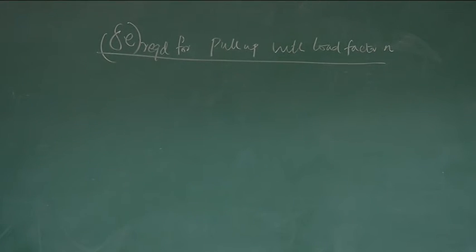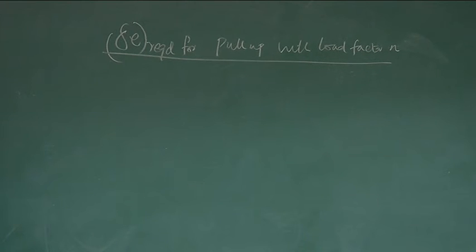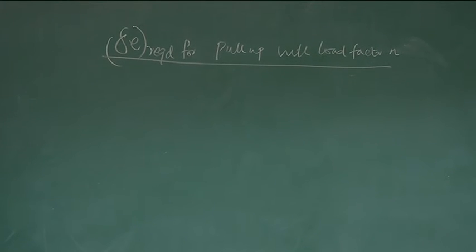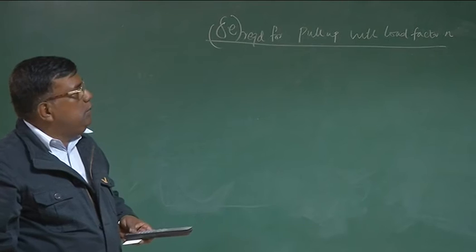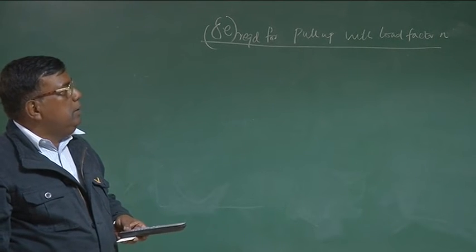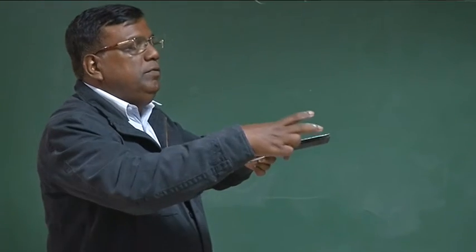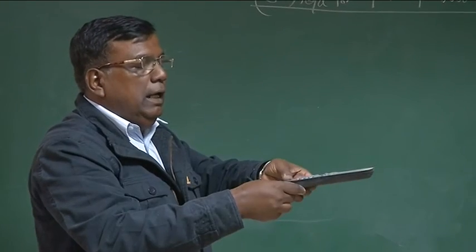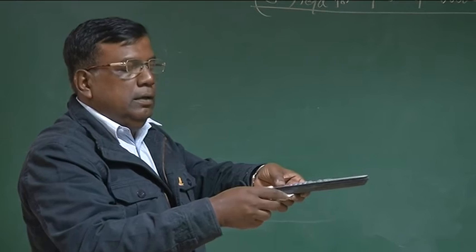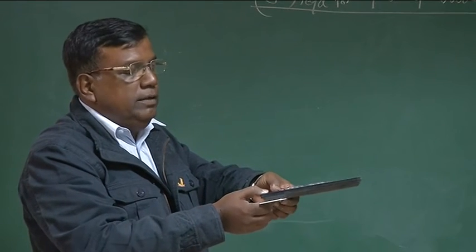Right? So this is important. Please understand what I am going to say now. We are looking for delta E required for pull-up with load factor N. What is the pull-up? The airplane is going, remember this is the fuselage, assume there is a wing, and this is the tail. Right, okay? White part is the tail.